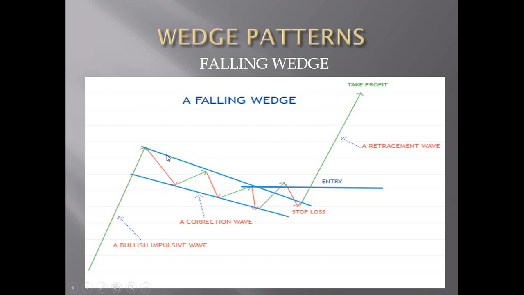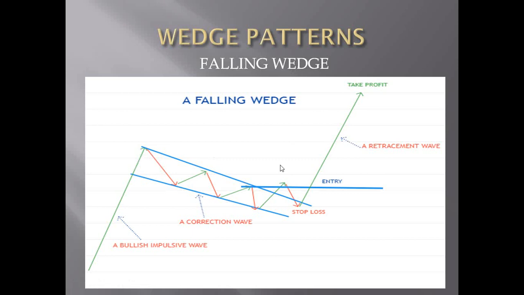The wedge pattern is similar to a triangle pattern. We have two lines moving in a triangular pattern, but the triangle is not that sharp. Some wedge patterns are formed by three legs, 1, 2, 3, but the most reliable wedge patterns are formed by five legs. Sometimes I label these as A, B, C, D, E. If they are completed by three legs, you will say A, B, C, then it went up.